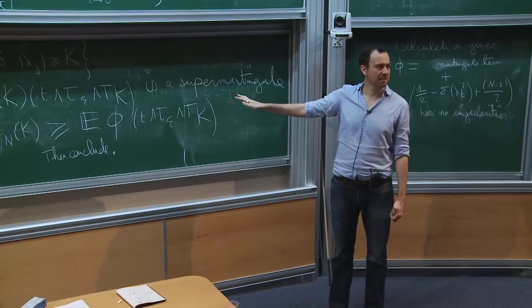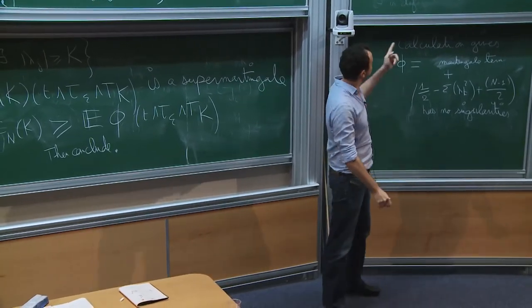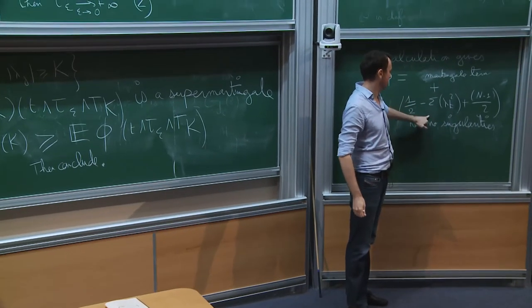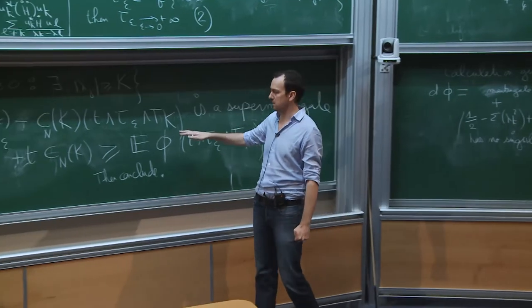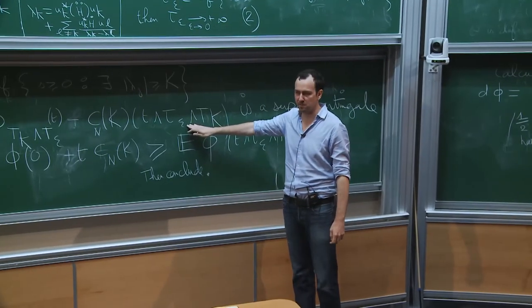Is the idea clear here? The key is you get a good cancellation so that there is no singularity there. So you can exhibit a supermartingale, and that contradicts the fact that two eigenvalues can get very close.